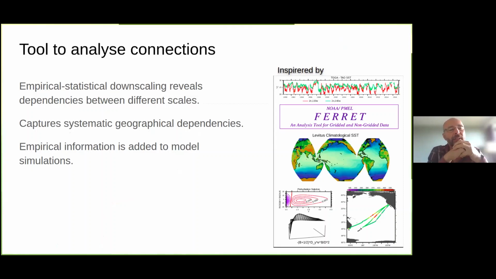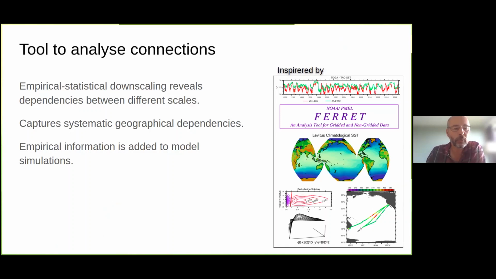ESD, we originally used it as a tool to analyze connections in nature, and empirical statistical downscaling reveals dependencies between different scales, like what is happening on a large scale and how that affects the smaller scales. And also it captures systematic geographical dependencies.